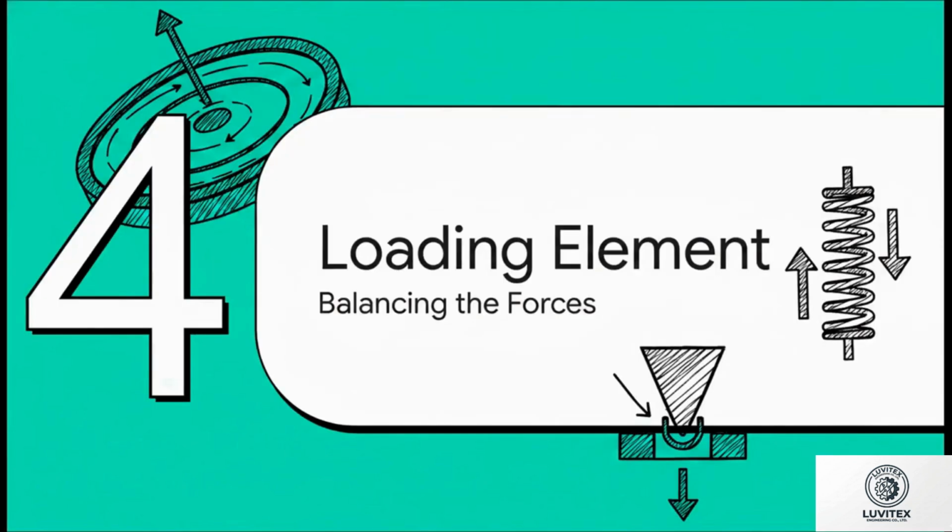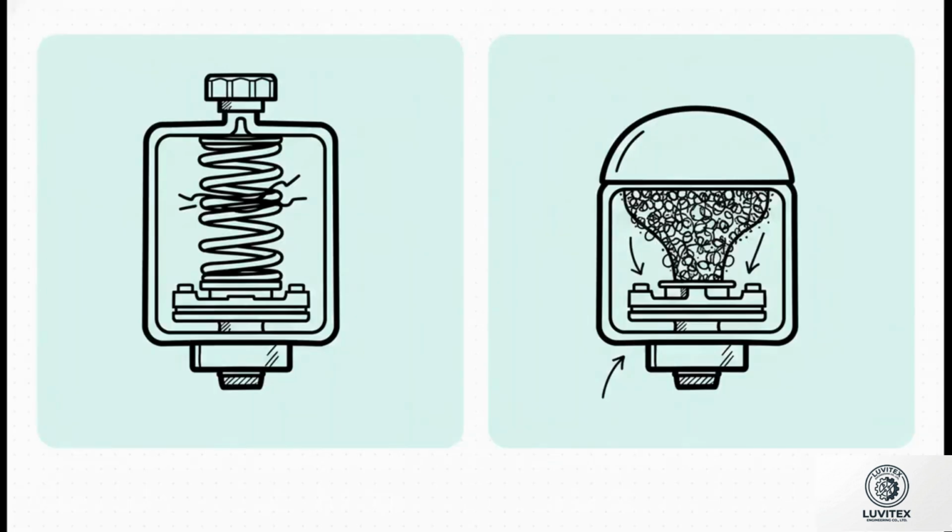All right, section 4. Choosing the loading element and balancing those internal forces. Let's look at the internal components that actually make all of this happen. It usually boils down to contrasting these two primary choices. The spring-loaded regulator is your familiar, reliable workhorse. You turn an external knob and a spring pushes down on the sensing element. It is absolutely perfect for general-purpose applications.